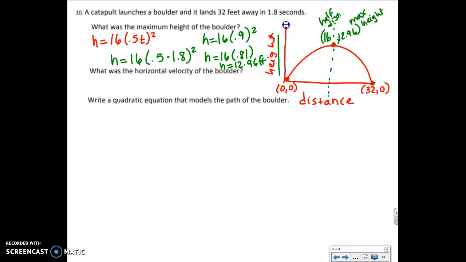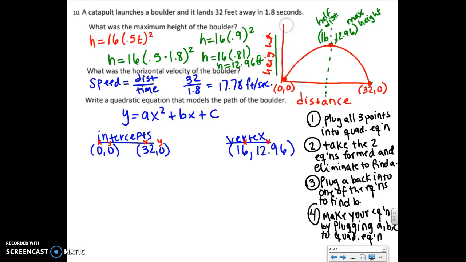Okay, for the next question, horizontal velocity, remember, it is the speed. So you're finding, using the speed formula that you learned in science, distance divided by time. So you're going to plug in your distance, which is 32, divide by 1.8, and you end up with 17.78. Since it is speed, we have to use both units, feet per second.